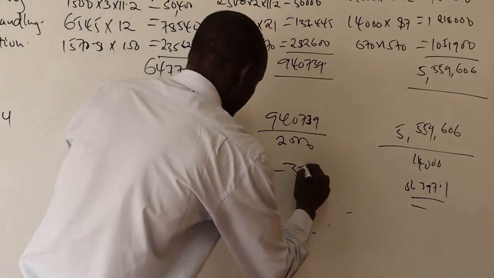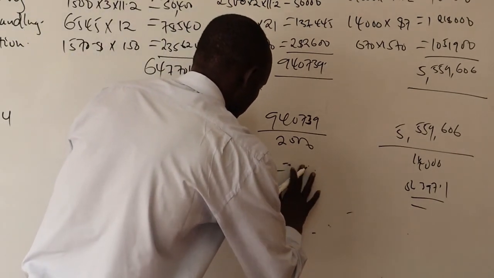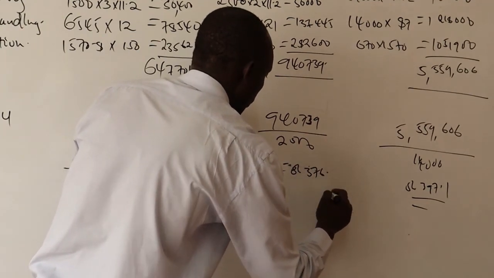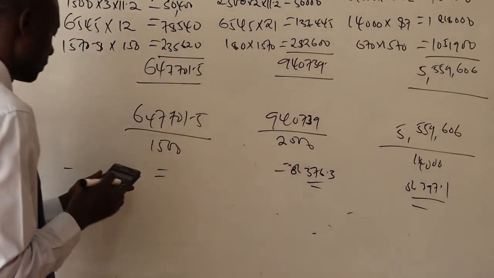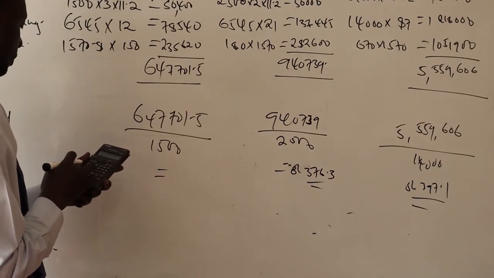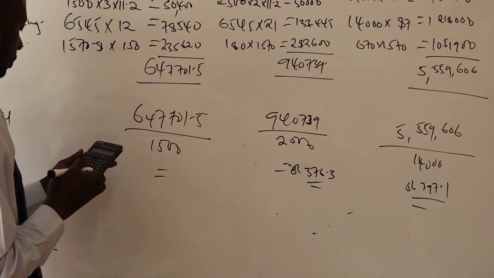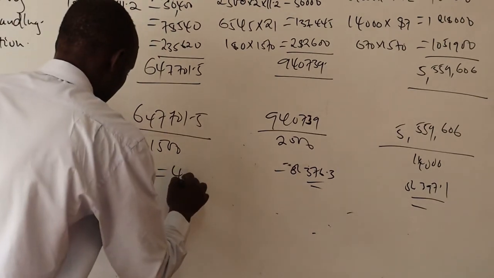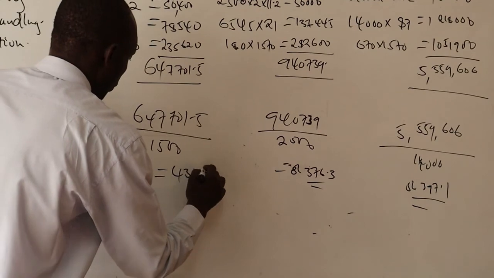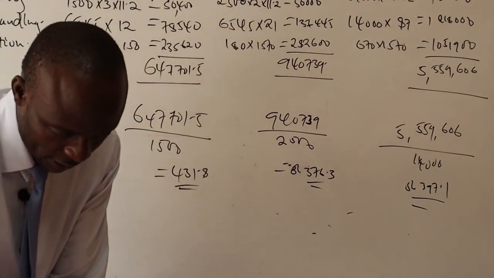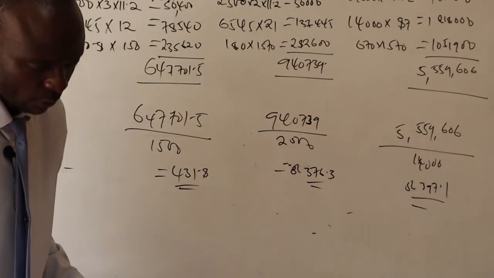So this is shillings, 376.3 per unit. This is 431.8 per unit. Those are shillings. So that one will bring us to the end of that question.